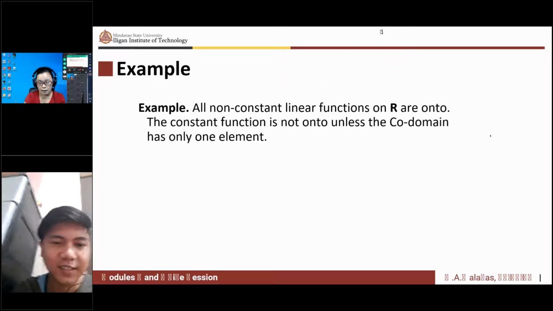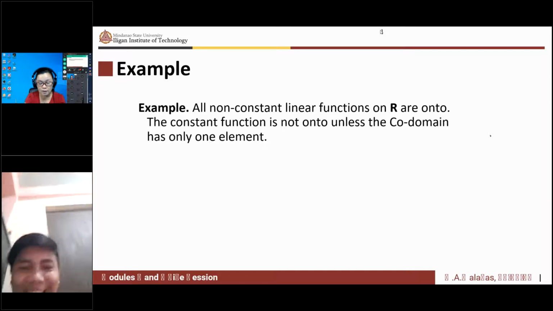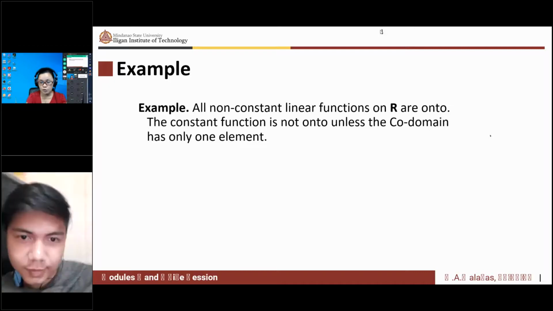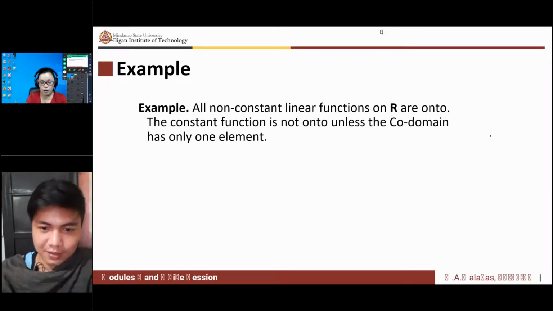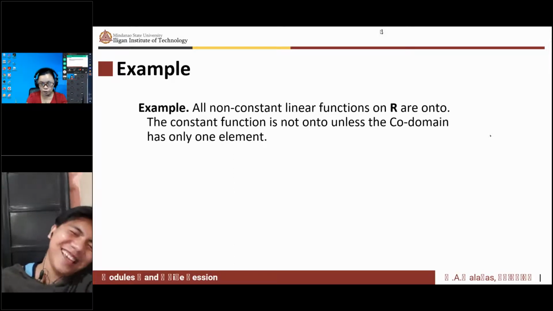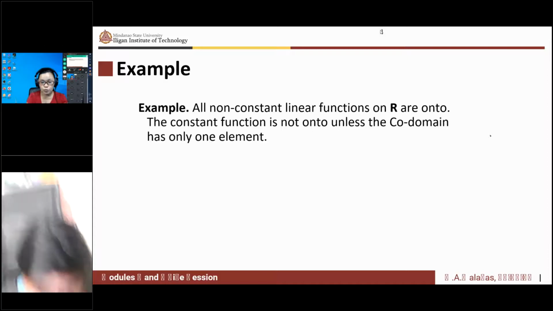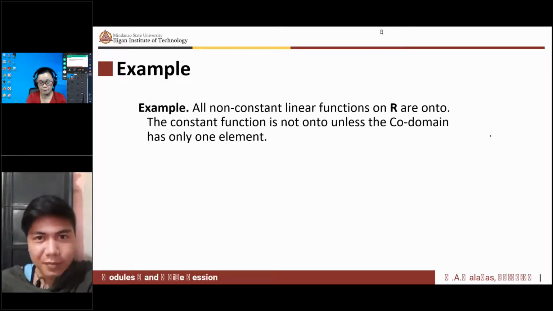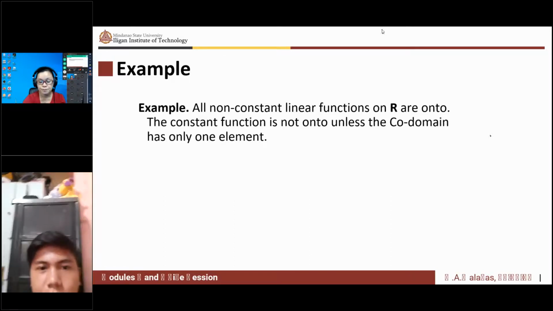Examples are all non-constant linear functions on R. So if you have linear functions on R, those are onto functions. The constant function, however, is not onto unless we limit our codomain to one and only one element, that constant which is being mapped to. So it becomes onto.